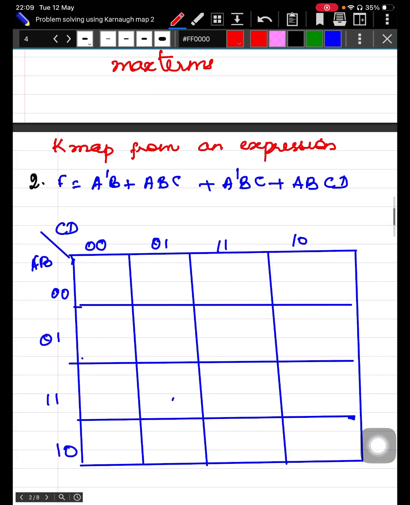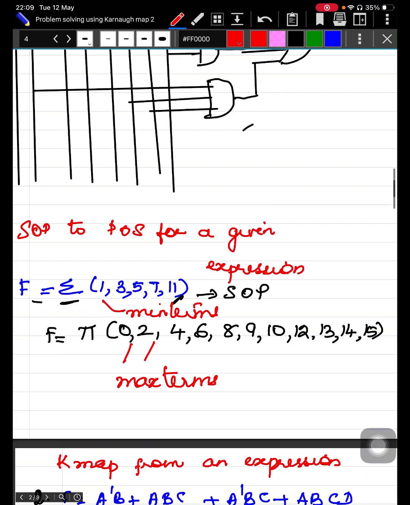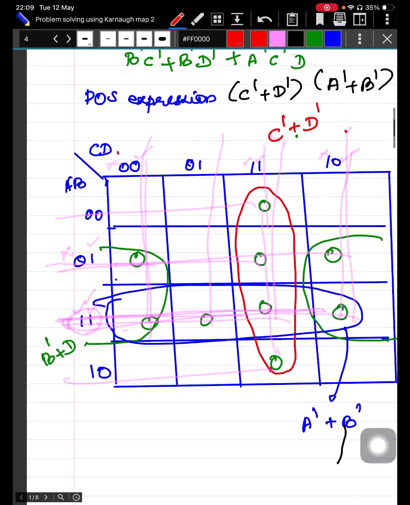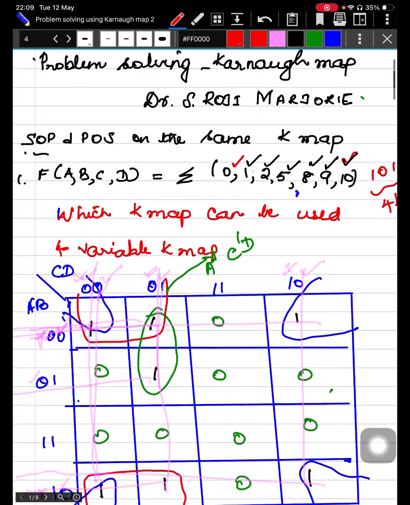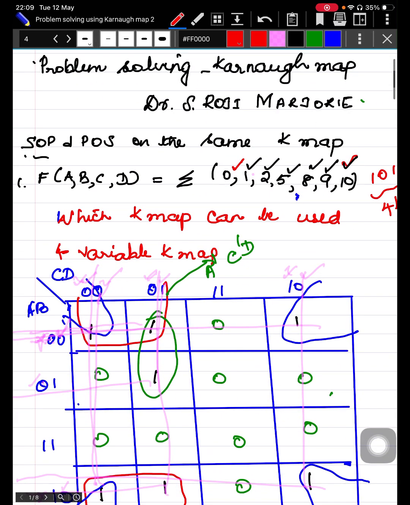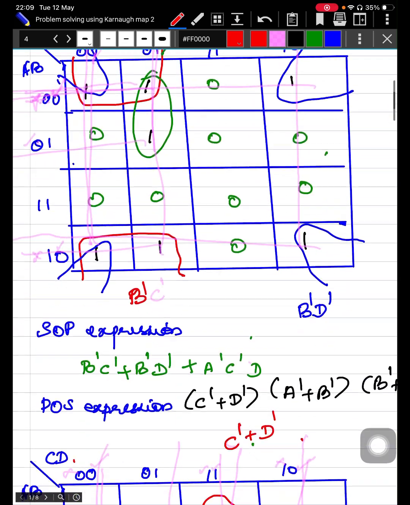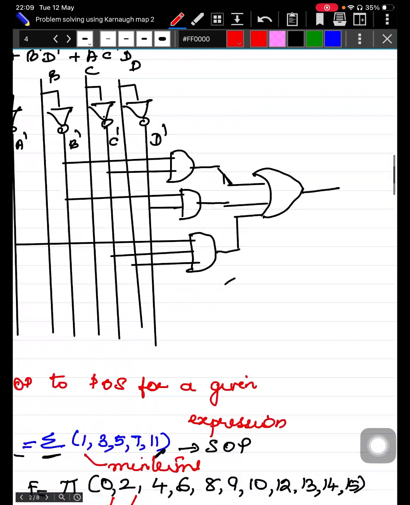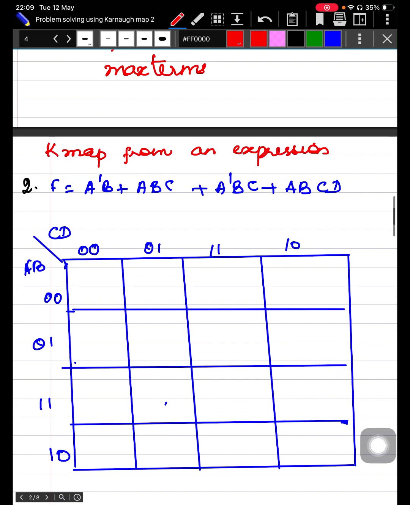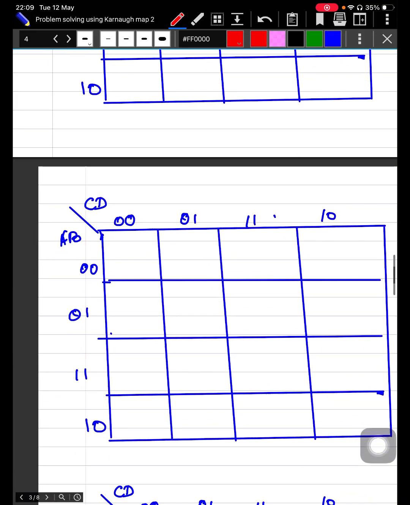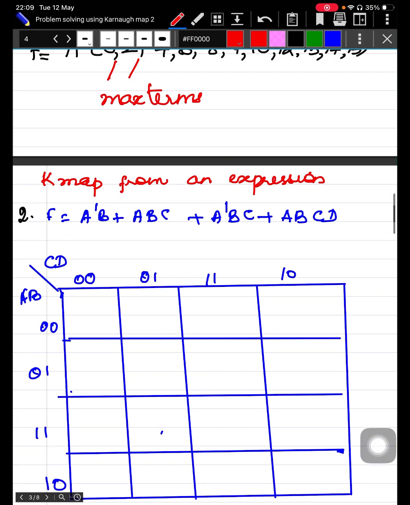This is slightly tricky because in the previous problem, the terms were directly given. Your only job was to plot it on the K-map. Here, the terms are not given. The expression has been given, and from this expression, you should plot. So, I have taken separate Karnaugh maps to do the separate analysis here.